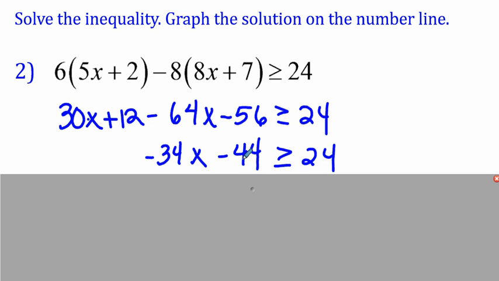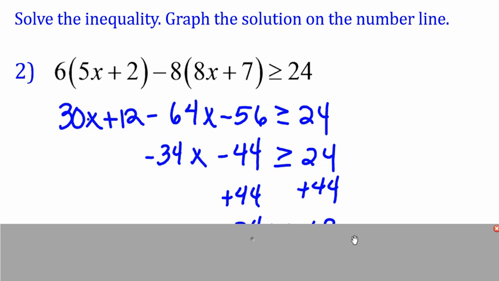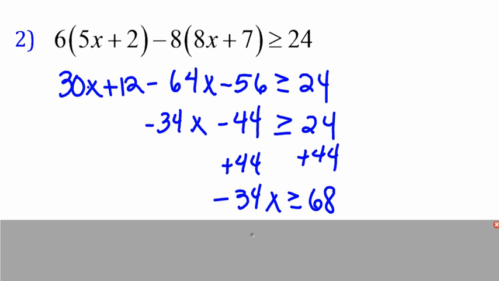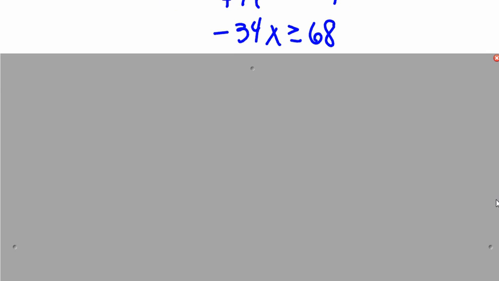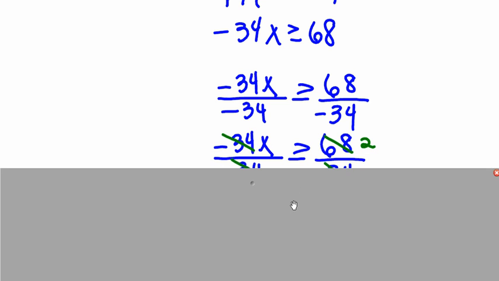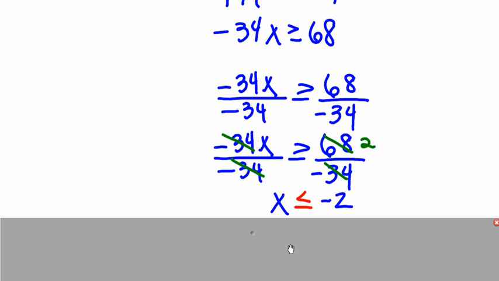We're going to undo this subtraction by addition, so we're going to add 44 to each side, which means negative 34x is greater than or equal to 68. To undo that multiplication, we're going to divide by the negative 34. So a negative divided by a negative is going to be a positive. A positive divided by a negative is a negative. Remember, we're taking the opposite, taking the opposite, taking the opposite. So this sign is no longer going to be greater than or equal to, it's going to be less than or equal to. So x is less than or equal to negative 2.